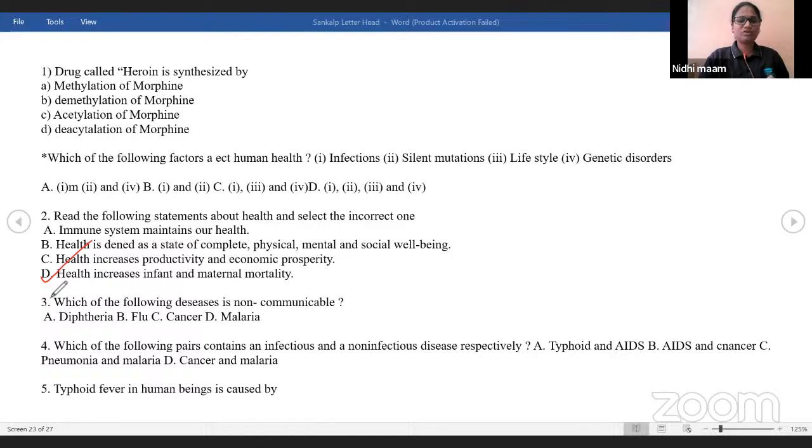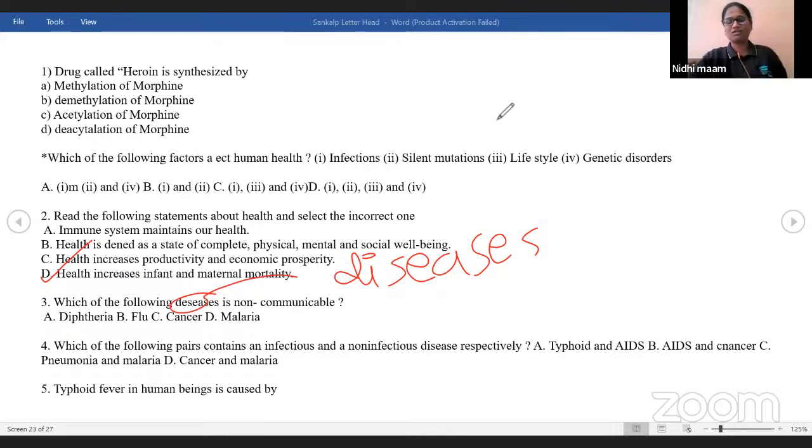Third question. Which of the following diseases is non-communicable? A. Diphtheria. B. Flu. C. Cancer. D. Malaria. Sita answered it. What about others? Which of the following diseases is non-communicable? Non-communicable means it will not transfer from one person to another person. It will not transmit.